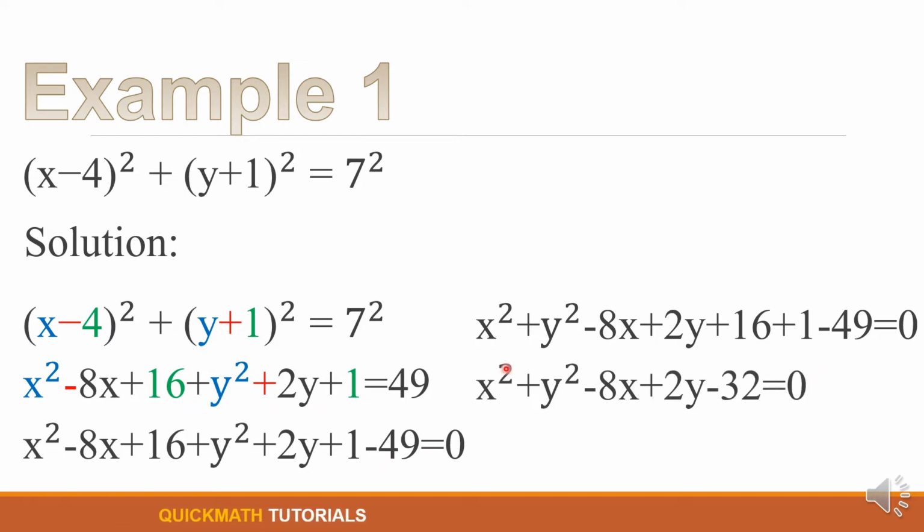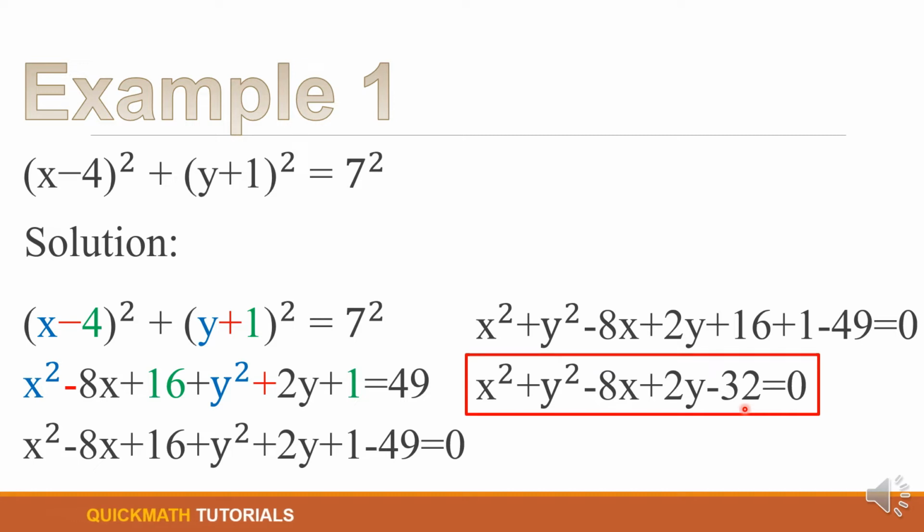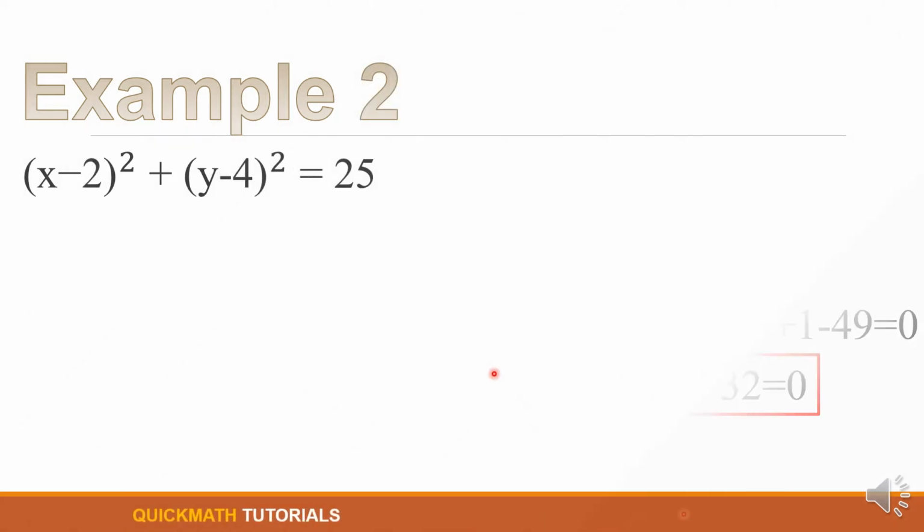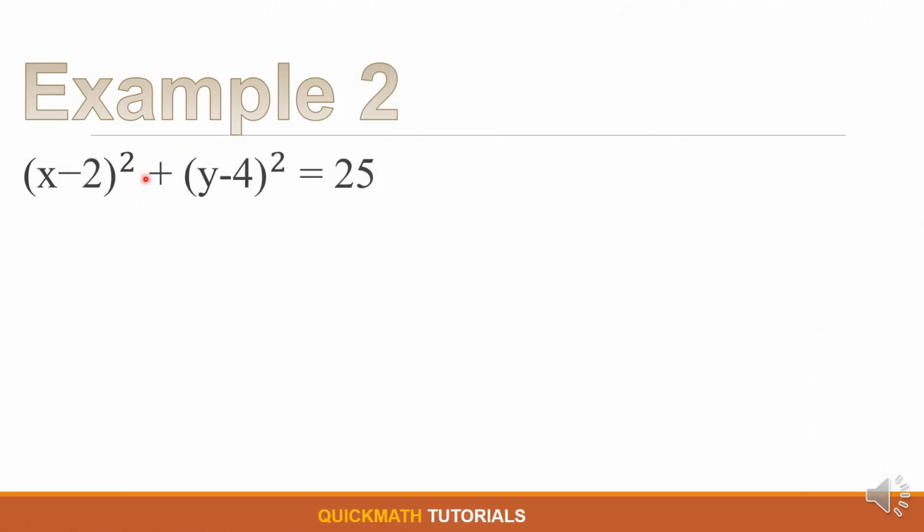And for our last step, we have to copy x squared plus y squared minus 8x plus 2y. Then we will simplify this constant. So we have 16 plus 1, we have 17. 17 minus 49, we have negative 32. Therefore, the general form of this equation is x squared plus y squared minus 8x plus 2y minus 32 is equal to 0.